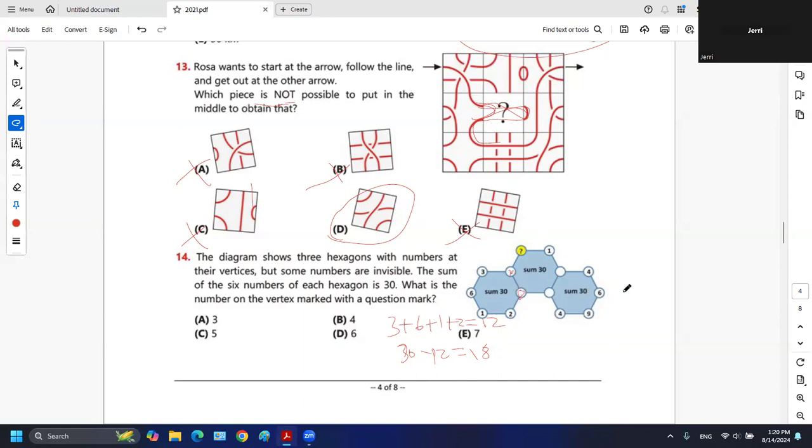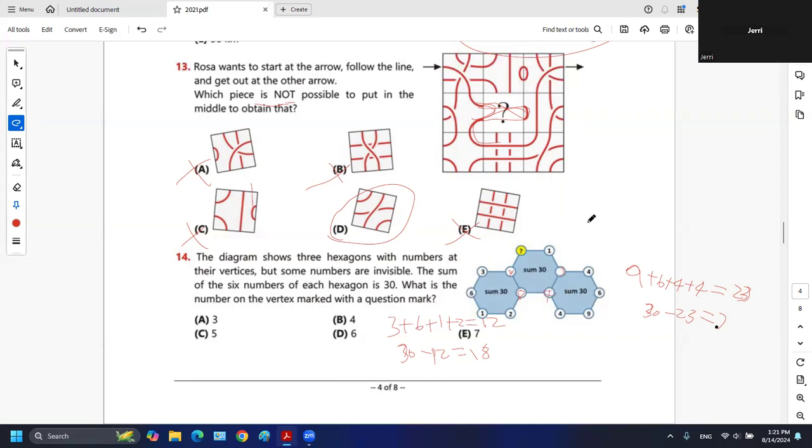And now this one, 9 plus 6 plus 4 plus 4 is 23. And then 30 minus 23 is 7. So 3 and 4.